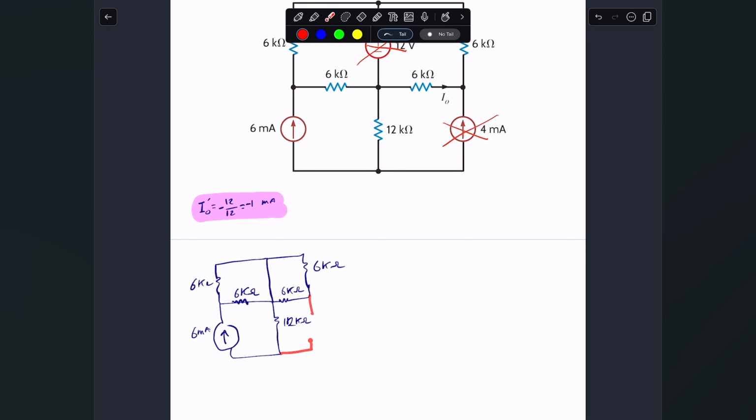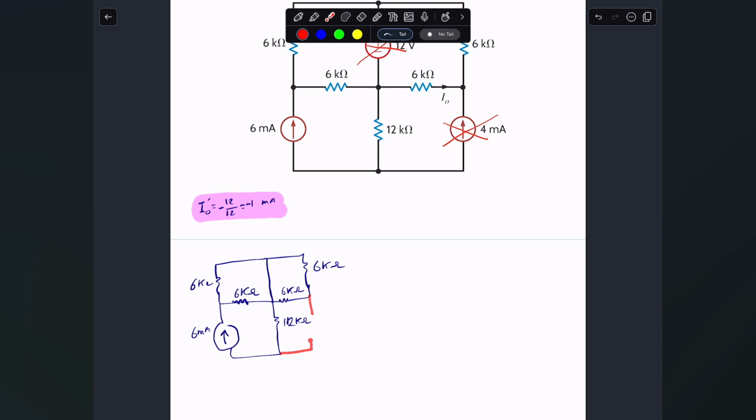In order for me to compute what I naught is, all I have to do is just add them up, not compute the power. So let's do that. I naught equals I naught prime plus I naught prime prime plus I naught prime prime prime. That will be negative 1 milliamp plus 0, negative 2, which is simply negative 3 milliamps. So that's basically this I naught. All right, so that's in terms of the current.